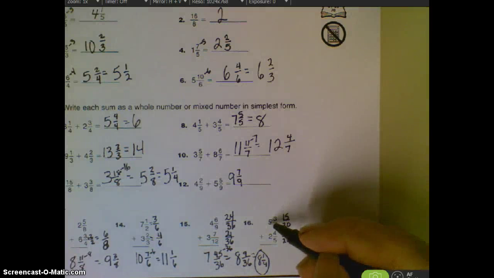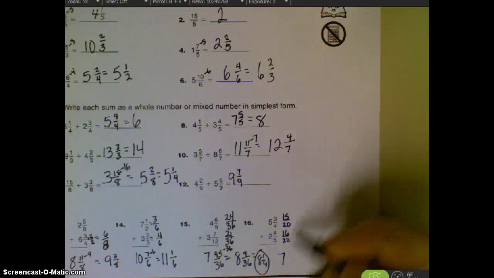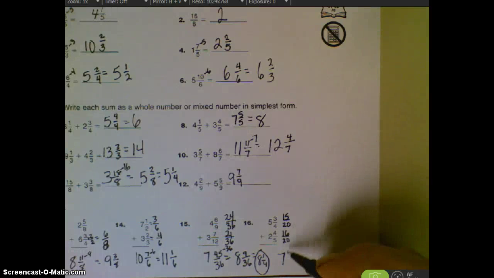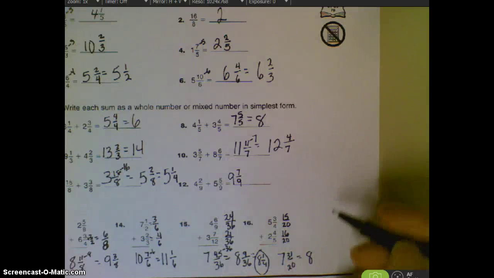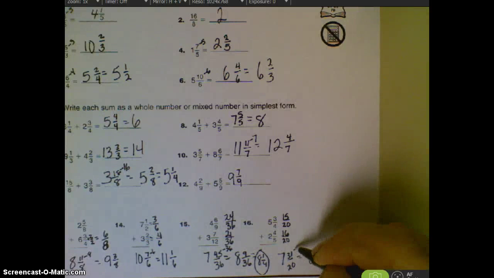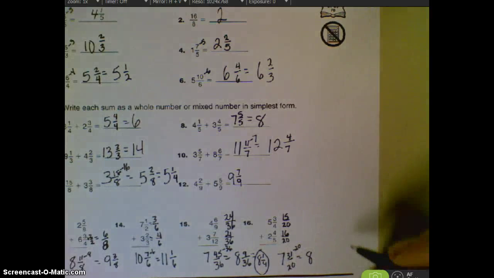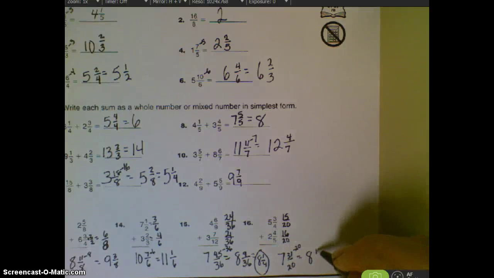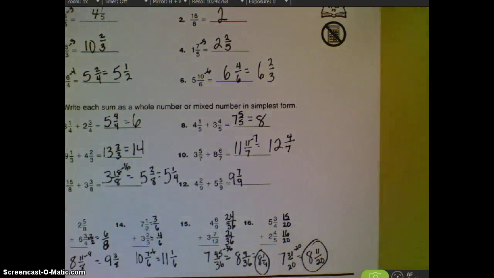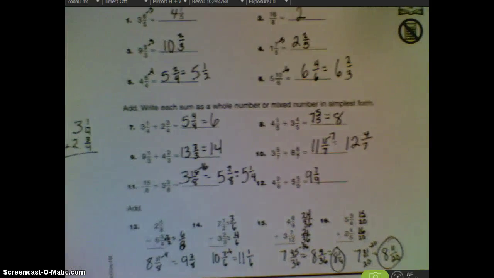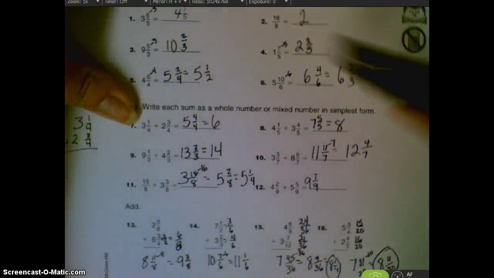Let's add our whole numbers. 5 plus 2 is 7. Add our numerators. 15 plus 16 is 31. Keep our denominator 20. I can take 20/20ths out of here, and then I get a whole number of 8. And if I subtract 20 from 31, I get a remainder of 11/20ths. So 8 and 11/20ths. Alright, and we can just do our dividing at the bottom. I'm going to fold this down.